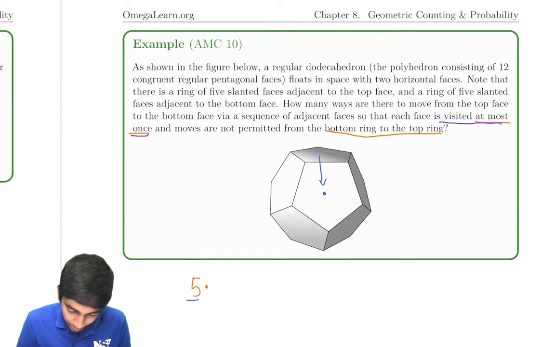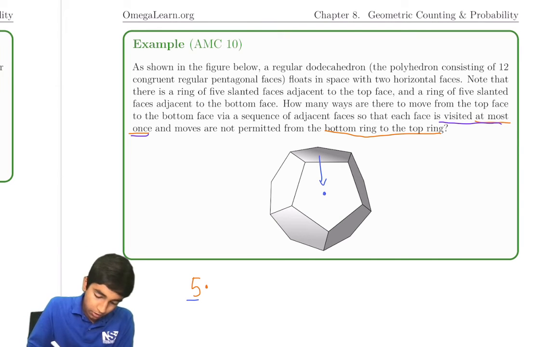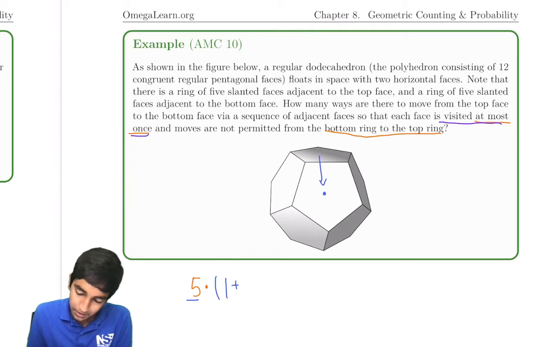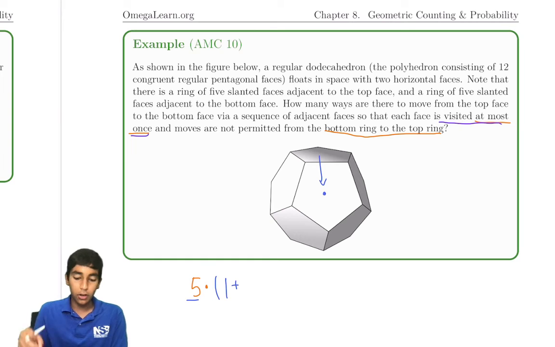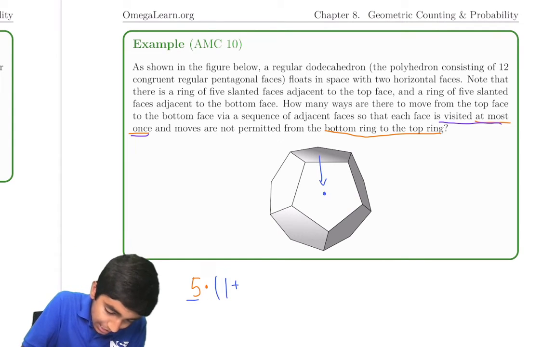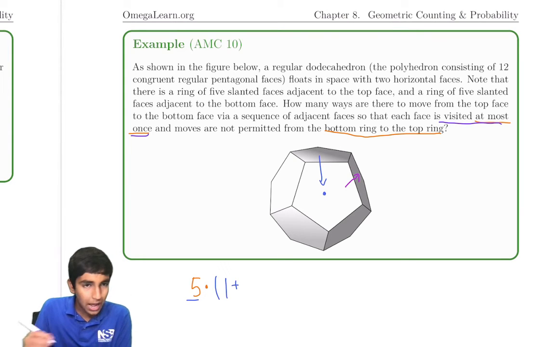Then we can go right or left, or we can stay there. So one way is you just stay there. We don't do anything on this face. We're directly anxious to get to the next ring. Or we can roam around a little bit. What if we move right? Let's say we move right. Can we go back left? Nope, because this face is already visited, and we can't go back to a visited face.